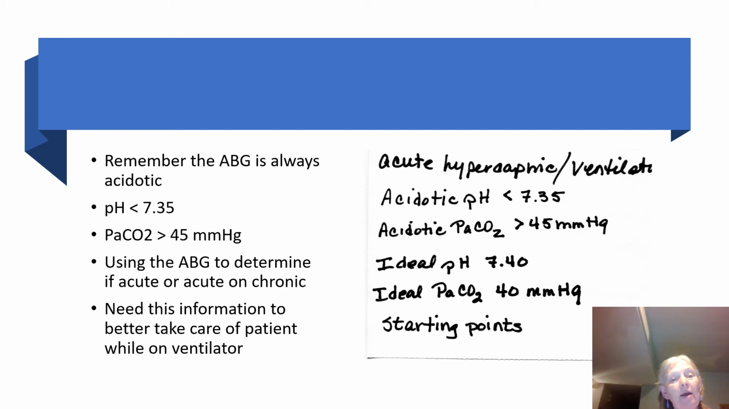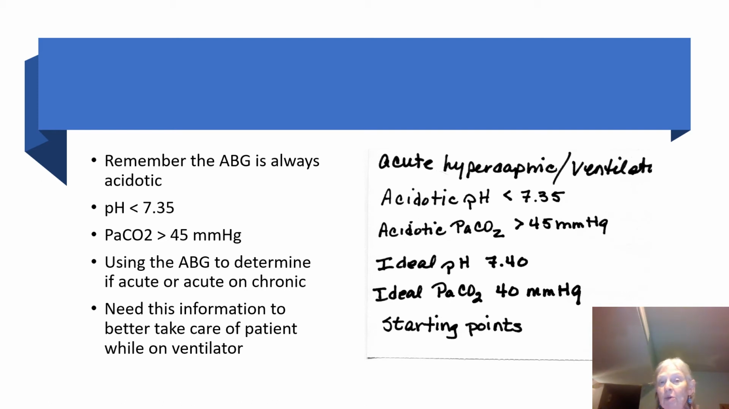So, summing a little bit of this up, remember the ABG is always acidotic. The pH to be acidotic has to be less than 7.35. The CO2 has to be greater than 45 millimeters of mercury. It's the ABG, specifically the pH and the PaCO2, that's going to determine if your patient is acute or acute on chronic in hypercapnic or ventilatory respiratory failure. We need this information to make sure that we're taking care of this patient appropriately.